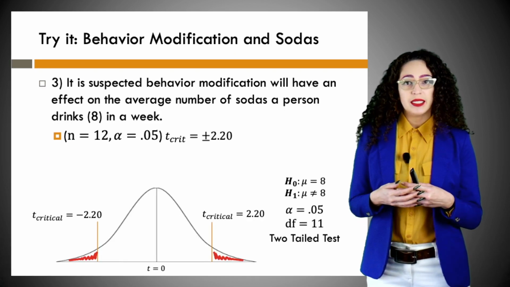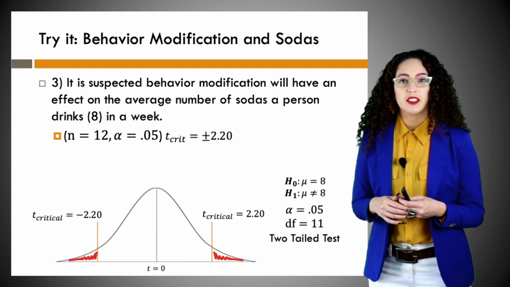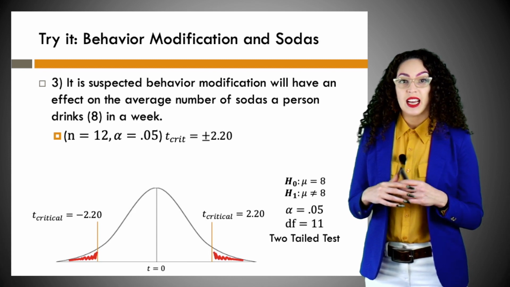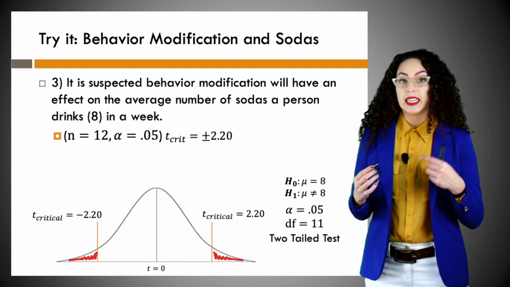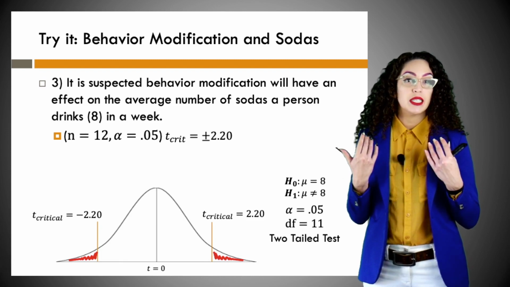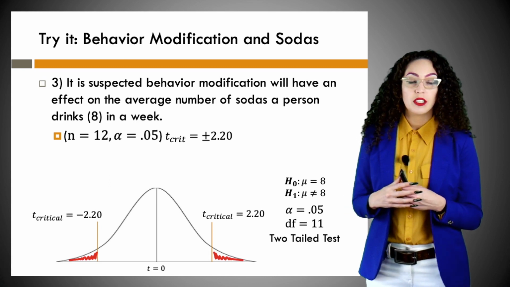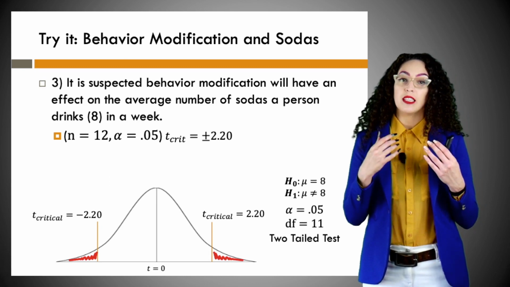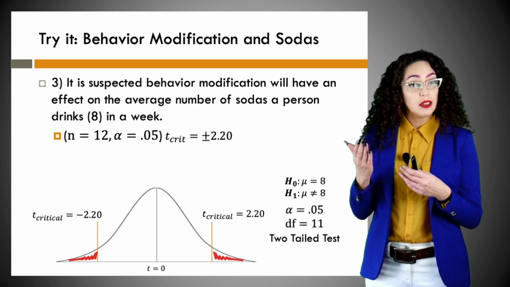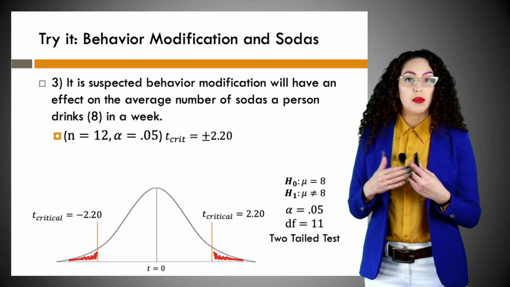Number 3, it's suspected that behavior modification will have an effect on the average number of sodas a person drinks in a week. So have an effect, that is not any sort of direction. It's not saying increase or decrease. It's just going to be different, have an effect, so we know it is a two-tailed test. Two-tailed tests, we're going to have 2 different critical values, the negative one and the positive one, and you've already been doing this for confidence intervals. So if you go and look up on the table, we are going to see 2.20 positive and negative for this example.